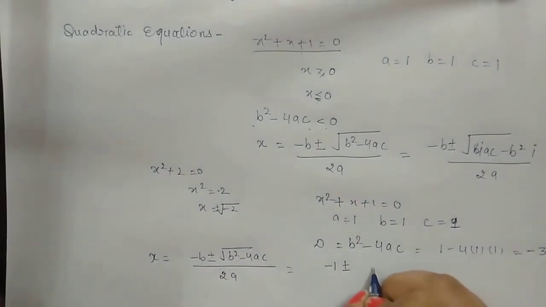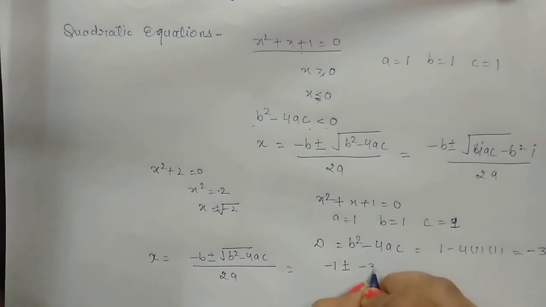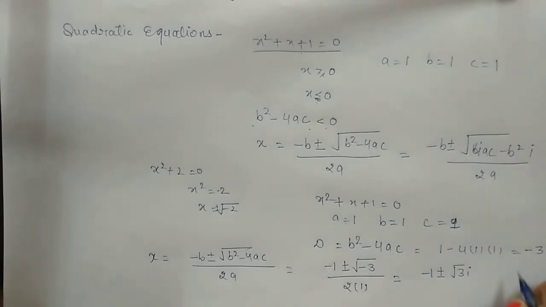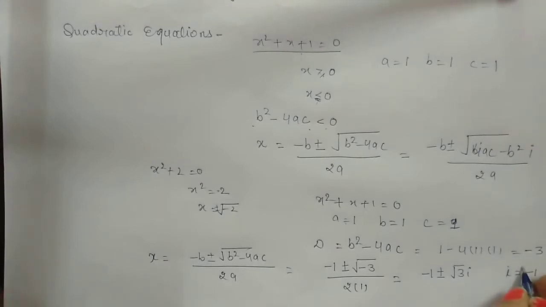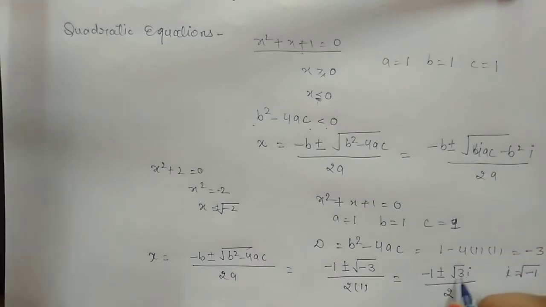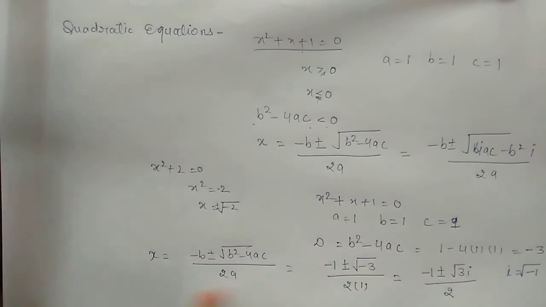So now we put the values here. We have already found the value of b square minus 4ac, that is minus 3, under root, and we have 2a equals to 1. We will get minus 1 plus minus root 3 iota. Why? Because we know iota equals to under root of minus 1. So we have root 3 iota and here 2. So our solution is minus 1 plus minus root 3 iota upon 2. This way we can find the value of x where b square minus 4ac is less than 0.